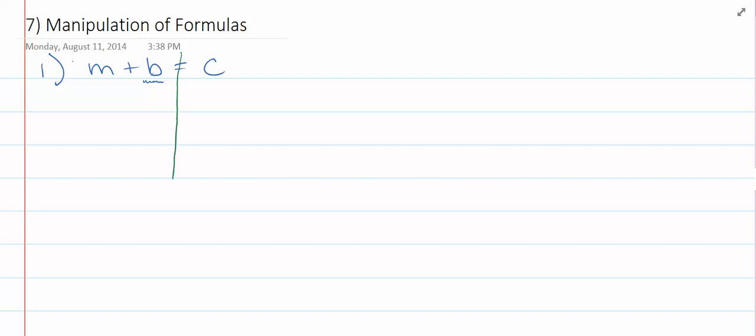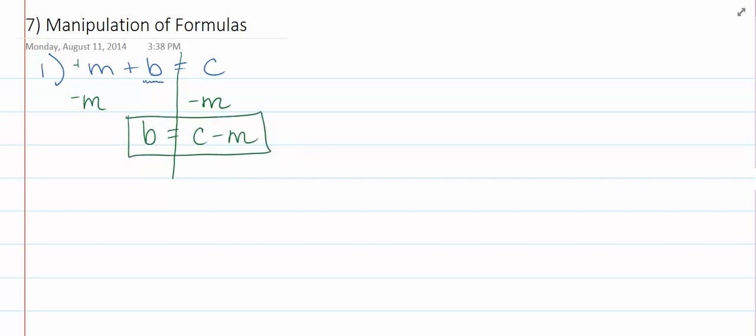Now, if we want to get rid of the positive m, just like solving an equation, we're going to minus m from both sides. B is now by itself, so c minus m is what b equals.